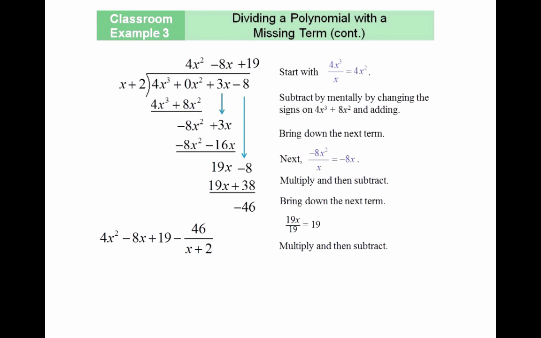So take a look at the solution once again here. We covered all the steps, and we got a remainder of minus 46. And at the end, we get minus 46 over x plus 2. That's all it means, that the remainder is 46.